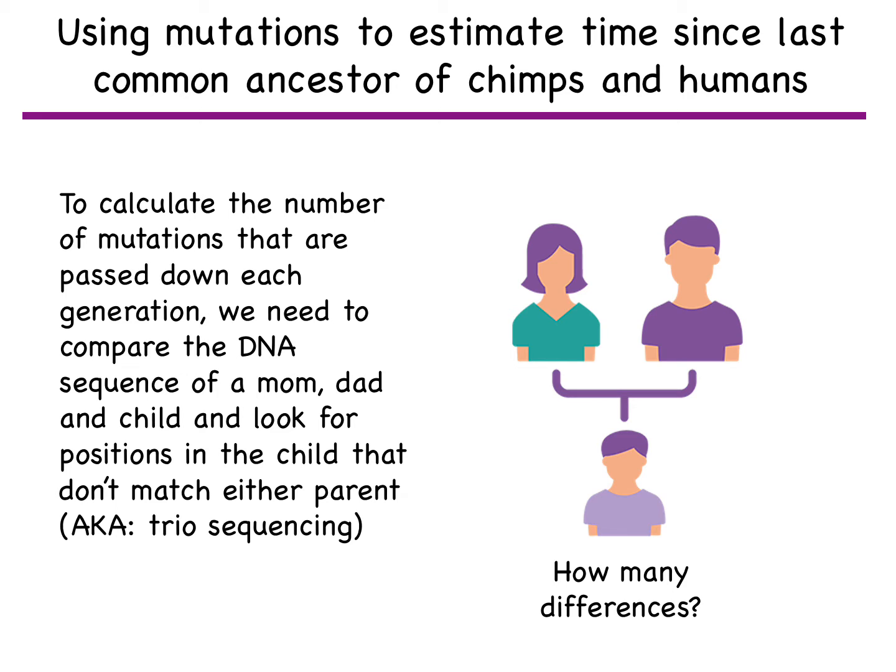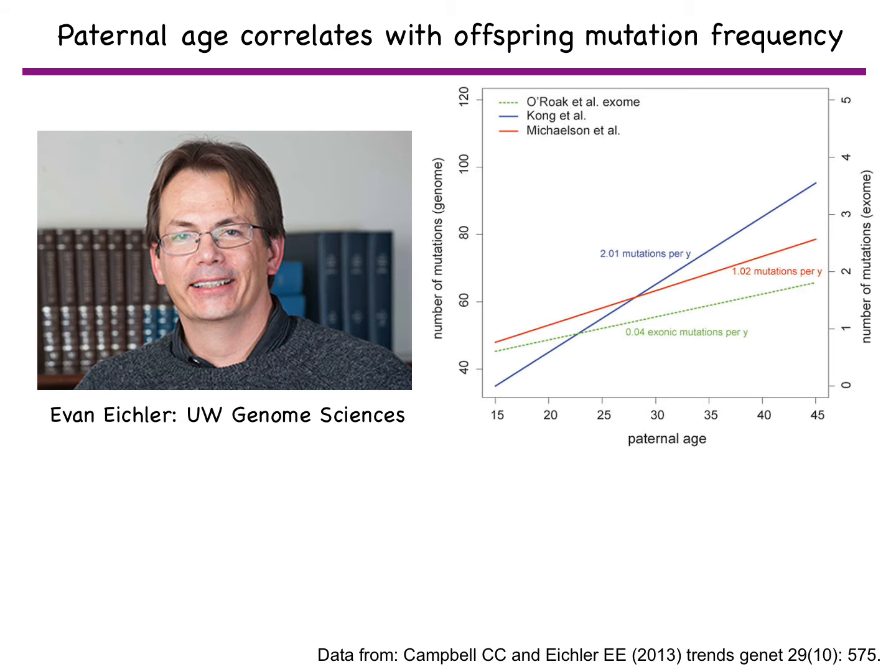It turns out we can get the answer to this, but it really depends on paternal age. It's not a uniform number independent of age. This is a picture of Evan Eichler, a faculty member in the Department of Genome Sciences here, and he's one of the ones who has done some of this work to estimate how many new mutations are passed on from parents to their offspring.